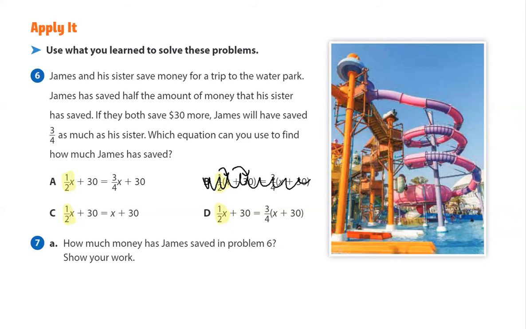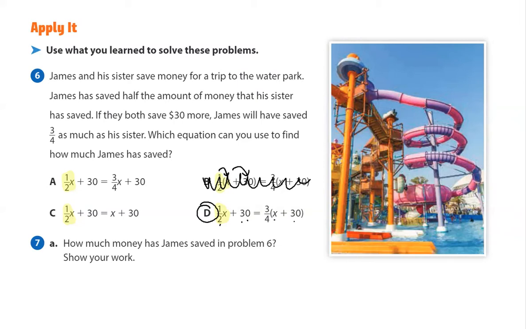And if they save $30 more, James will have 3/4 as much as his sister. So 1/2 of what he saved, half of what his sister saved. That's James. And then if he saves $30 more, that will be equal to what his sister saves plus 30 multiplied by 3/4. So I'm going to say it's this one.